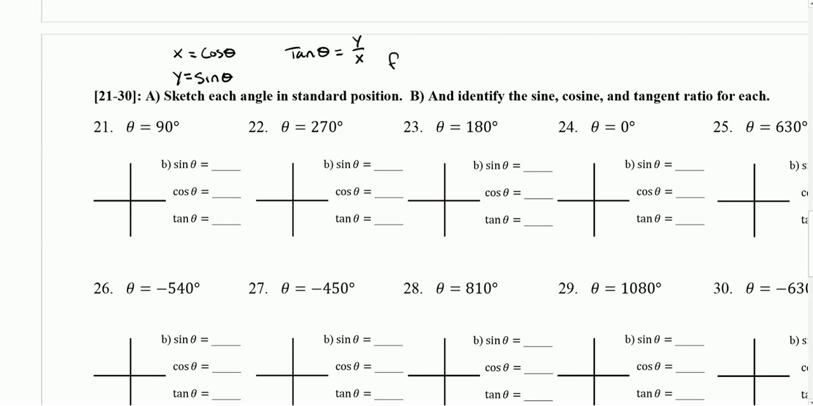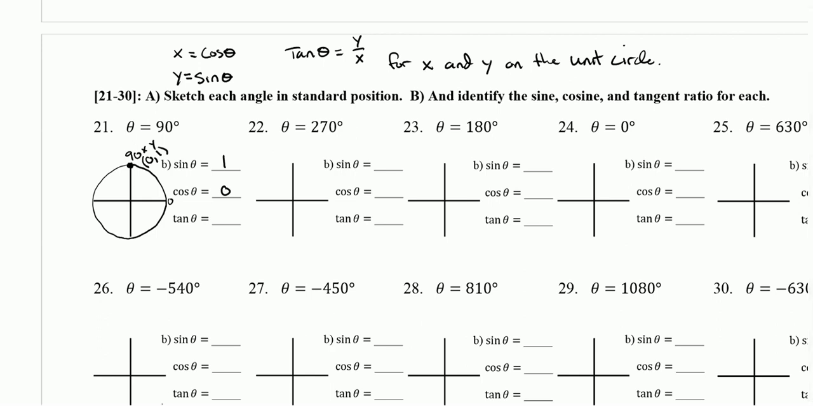These are for x and y on the unit circle, which is a circle with a center at 0, 0 and a radius of 1. Okay, so with that in mind, if we go to 90 degrees, and if I draw in my unit circle, so this is a circle, center 0, 0, radius 1, and I look at the coordinate of that value at 90 degrees, my x value is going to be 0, my y value is going to be 1. And so the sine is your y value, so 1. Cosine is the x value, 0. Tangent is y over x, so 1 over 0. But we can't divide by 0, and so we say undefined.